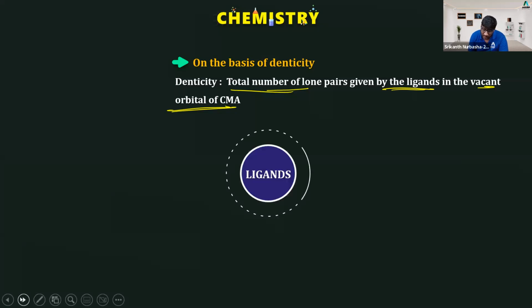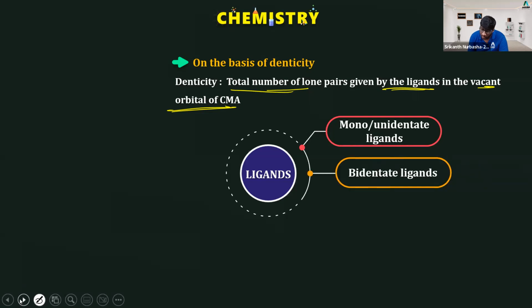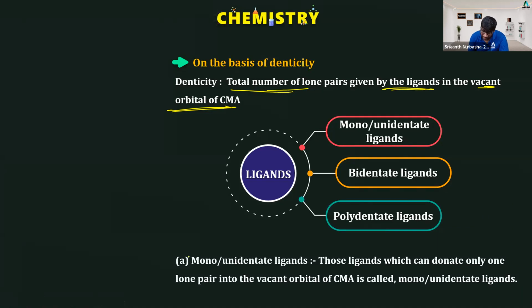So ligands were again classified on the basis of denticity as mono or unidentate, bidentate, as well as polydentate. Let us look at them one by one. What is monodentate? What is bidentate? What is polydentate? Monodentate means those ligands which can donate only one lone pair into the vacant orbital of the central metal atom. CMA stands for central metal atom. Those ligands which can donate only one lone pair into the vacant orbital of the central metal atom are called mono or unidentate. Can you give examples?